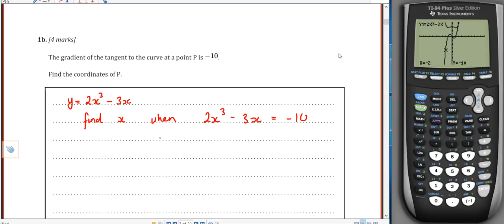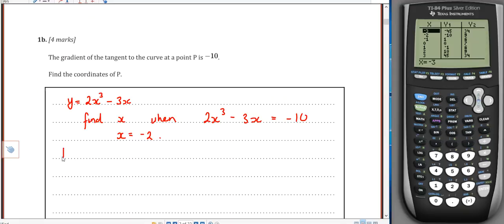Right, there is another way. What I was thinking of doing, because I've got that graph, I put it in, went to second and graph for table, and then I just went up here, look, and went, well, when it's minus 10, it's minus 2. So I know that x is minus 2 for that. Does that make sense how I find that bit?